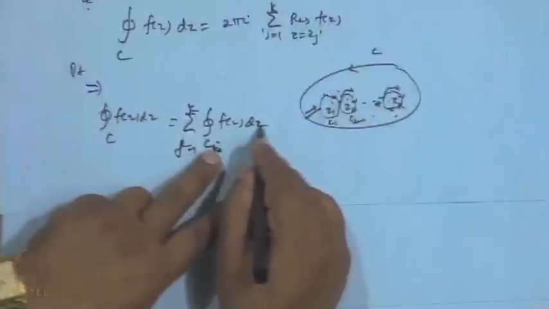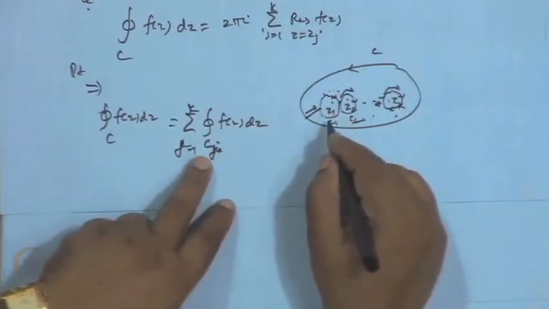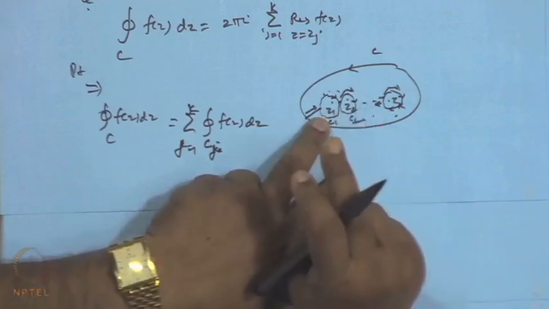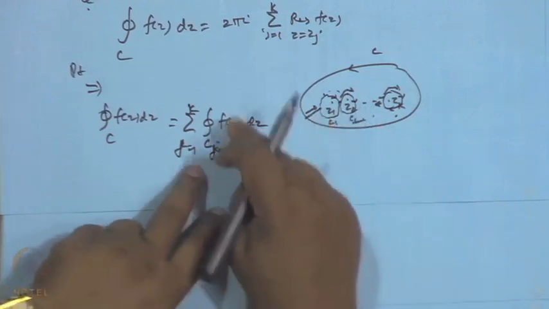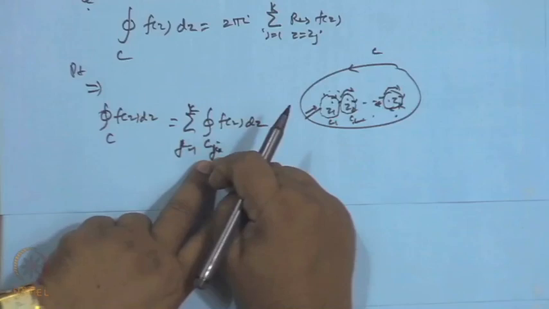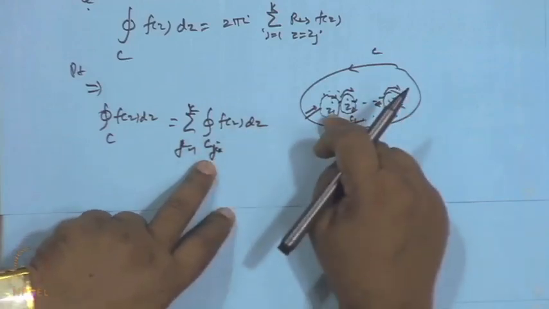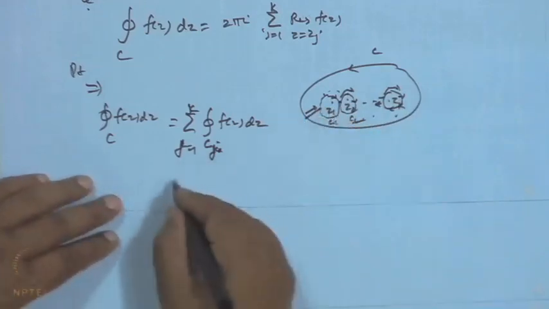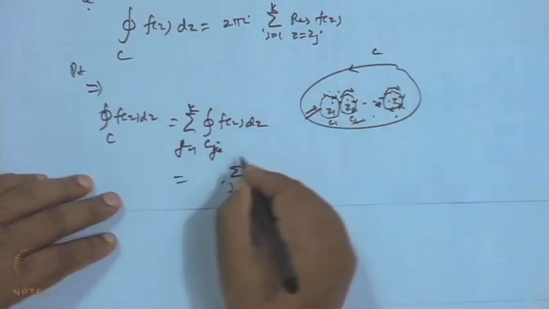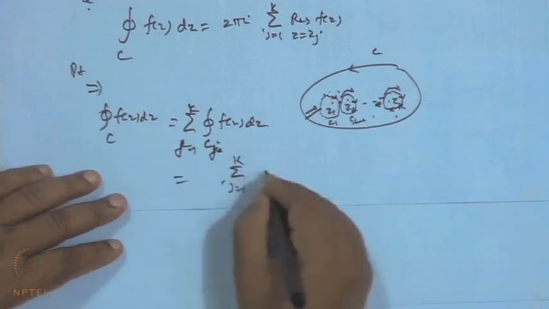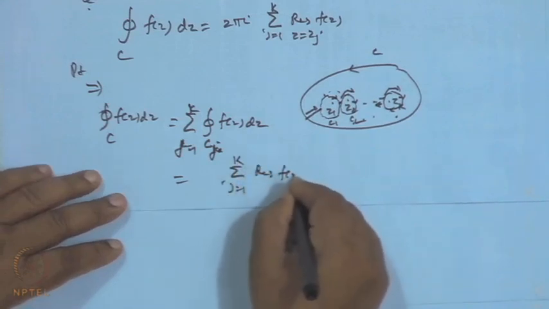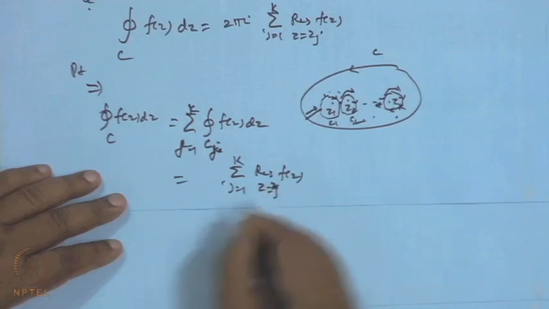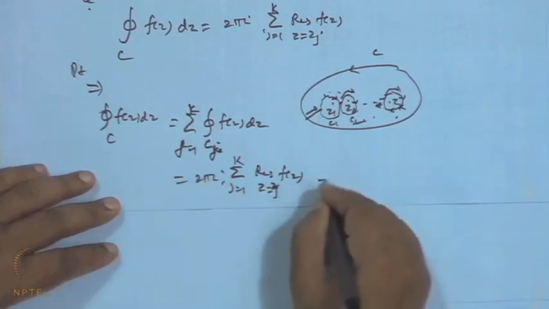Now, each integral is taken along a curve which contains only one singular point. Hence, by the previous result, the integral of the function f(z) along a curve C which encloses only a single point is 2 pi i times the residue of the function at this point. So, this is equal to 2 pi i times the sum, j equal to 1 to k, of the residue of the function f(z) at z equal to zj. So, this proves the result.